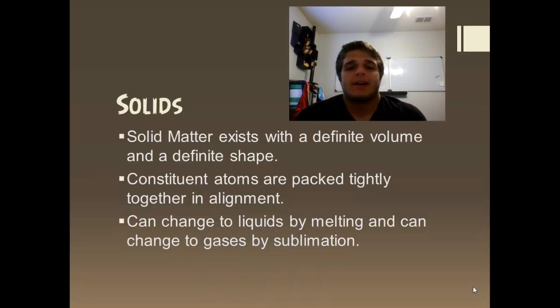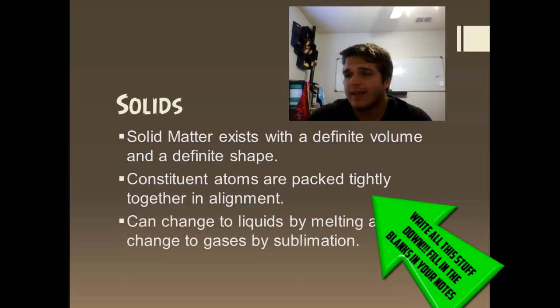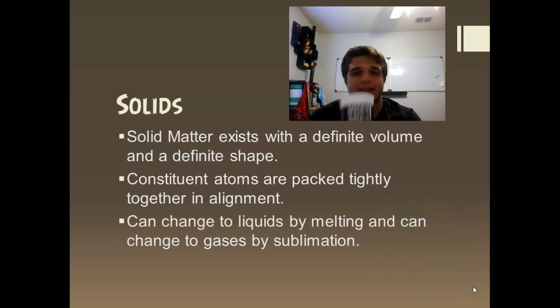So solid matter exists with a definite volume and a definite shape, okay? So that means that this cup specifically takes up this much space. It has a definite volume and a definite shape. Constituent atoms, the atoms inside this, are tightly packed together, and they're all in some kind of alignment. All right, whether it be very straight or if it be crooked, okay? That all depends on what type of bonding is going on in there and what type of atoms are present in it. But for as much as we need to know, just understand that solids have a definite volume and a definite shape.